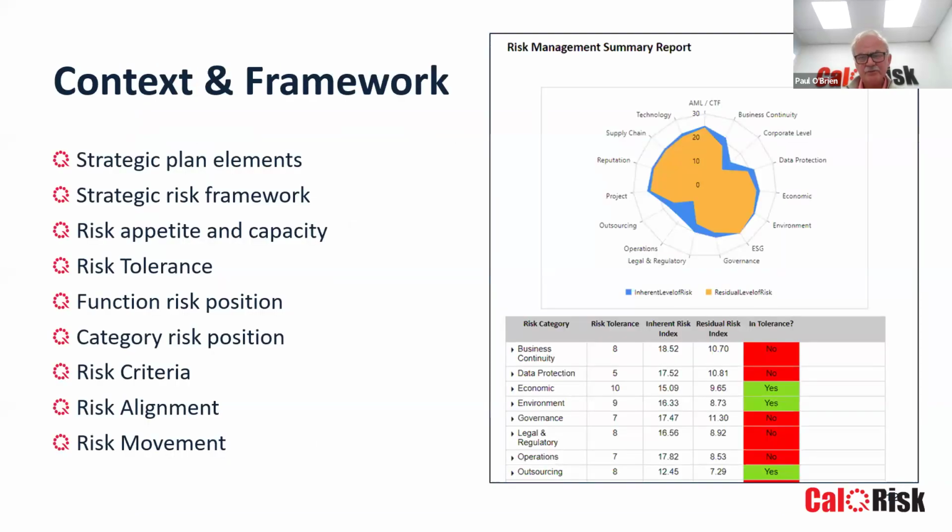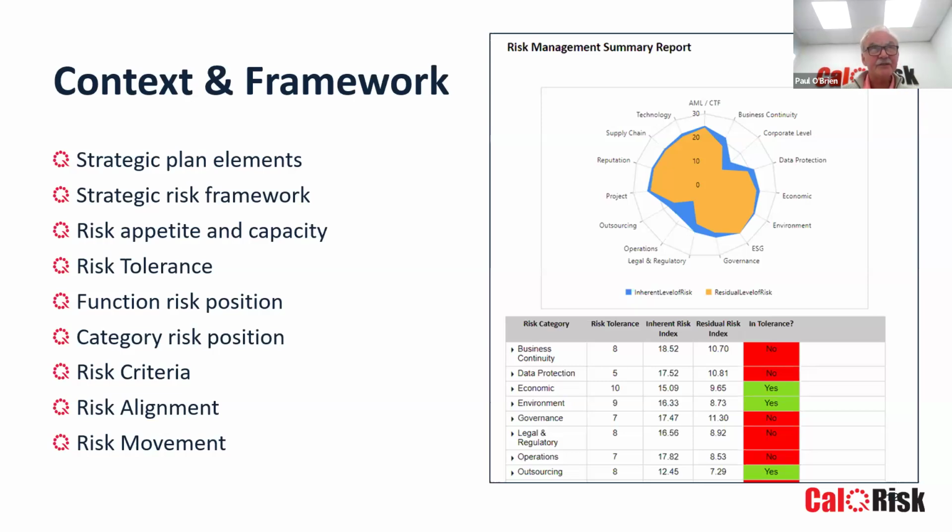Context and framework is always an interesting report. So you're looking here at checking on the strategic plan elements. You're looking at checking on the framework, your strategic risk framework. And then it talks about things like appetite and capacity, risk tolerance, risk function.